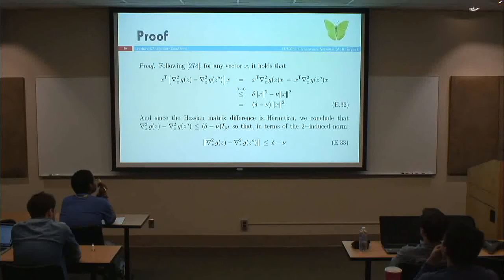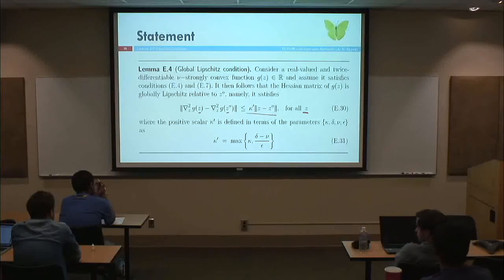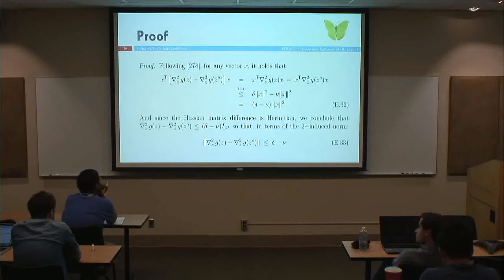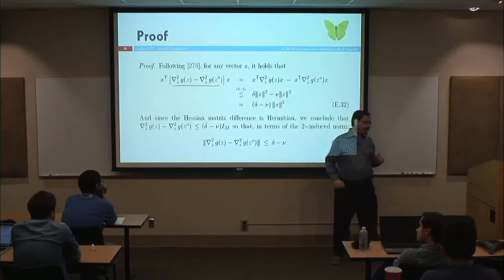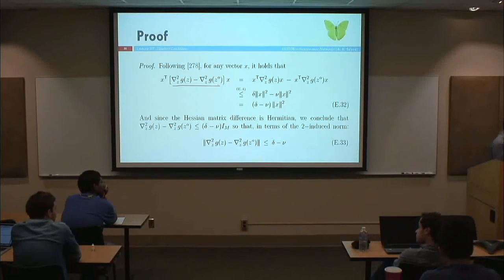So what do I want to show? I want to show that this holds for every z. So let's do the following. Let's take that difference. By the way, z0 is the minimum of the function, right? Just keep that in mind.